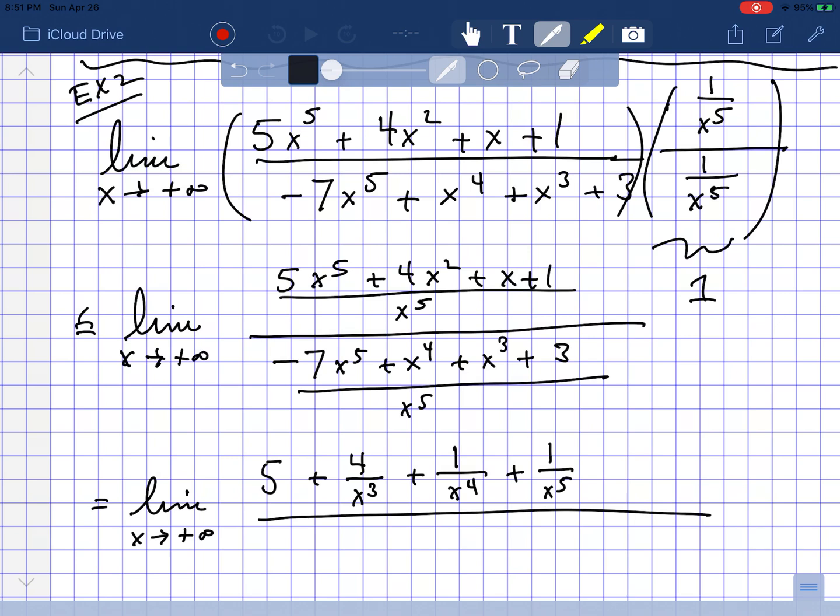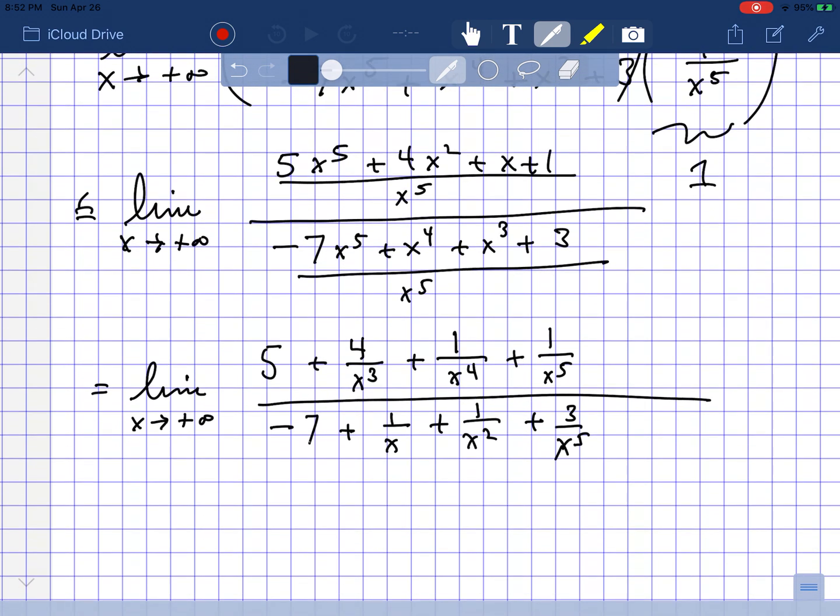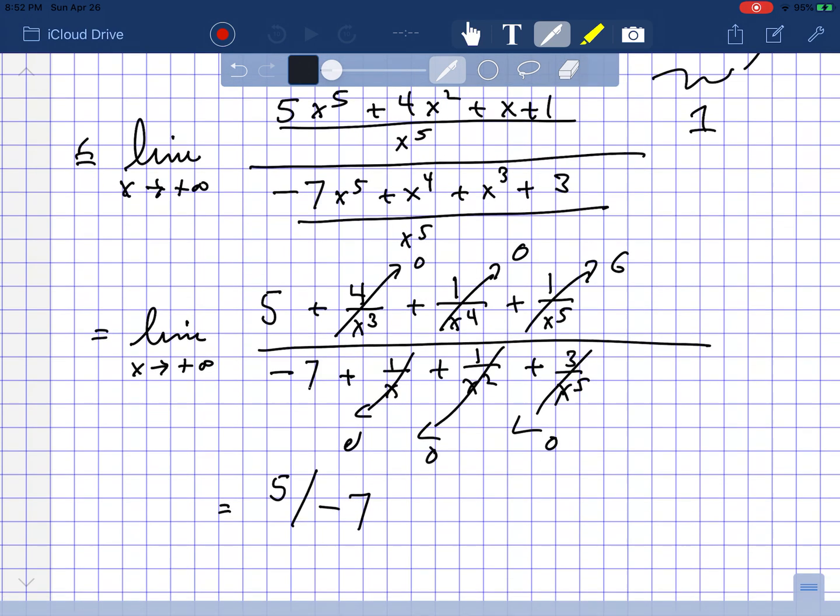And all of this gets divided by minus 7 plus 1 over x plus 1 over x squared plus 3 over x to the 5th. All right, so now once again, as x goes to plus infinity, these terms all tend to 0. All of these terms are going to 0, and so my numerator is tending to 5, and my denominator is tending to minus 7. Okay.